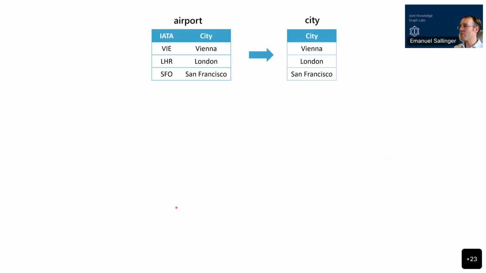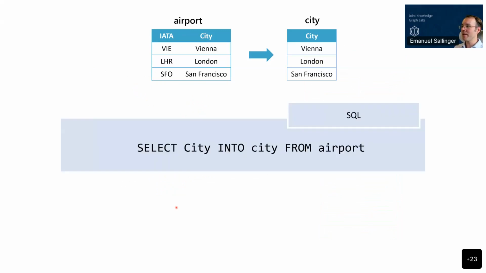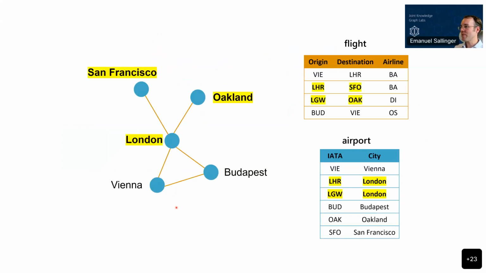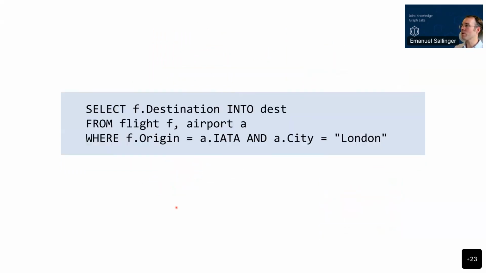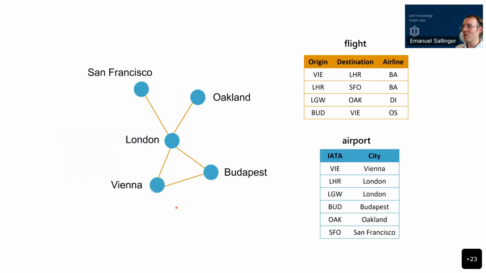So what if we want to understand the airports and which cities the airports are in? Well, in SQL, you can just say, give me the city selected into the city table from the airports. That's pretty simple. If you want to now see where you can reach from London, namely San Francisco and Oakland in our tables, that's going to need a bit more. For this very simple thing, we at least need a query in the form: select the stuff from the flight table, join the airport table on something. Again, I don't want to bore you to death. If you're new to SQL, it's probably fast. If you're used to it, it's probably quite slow.